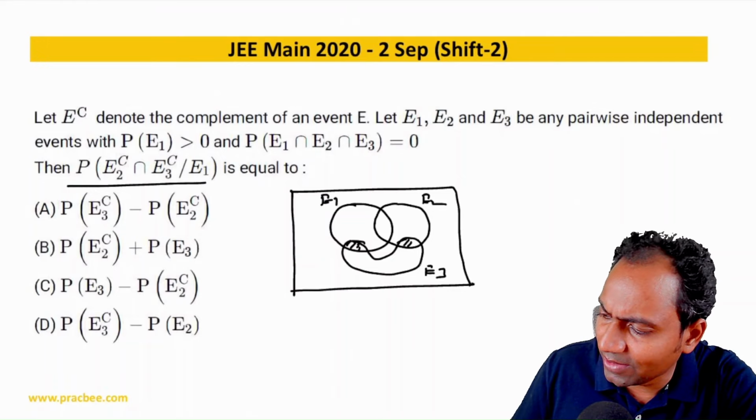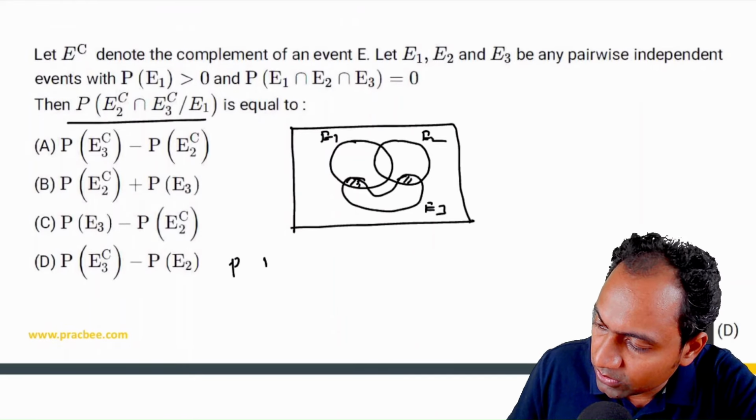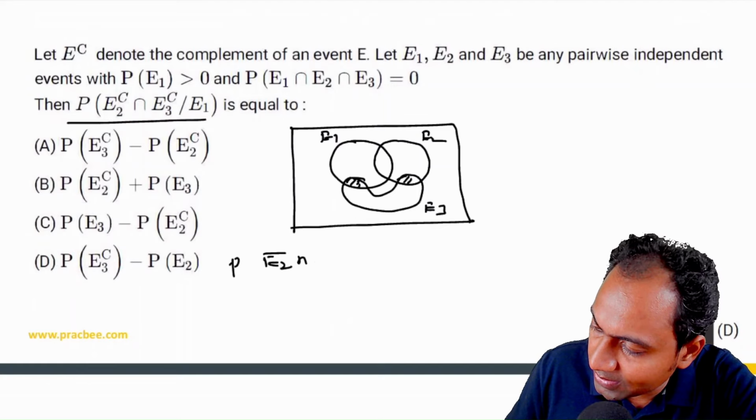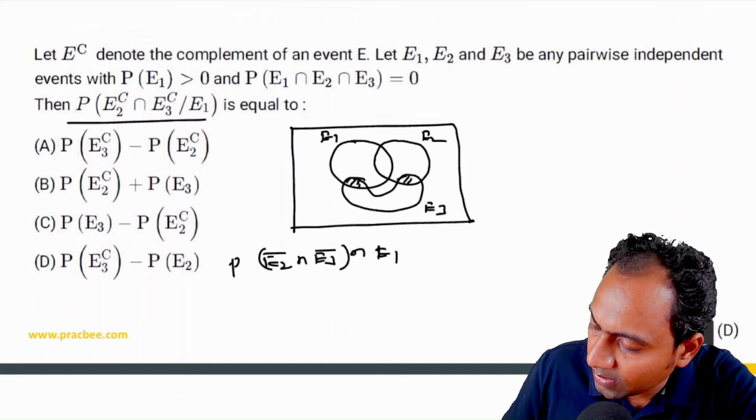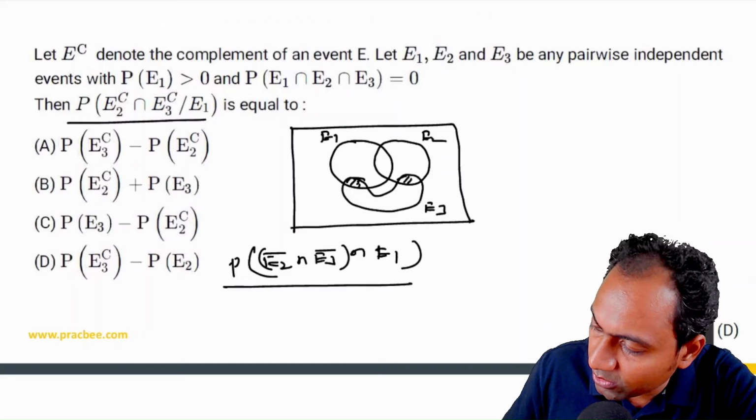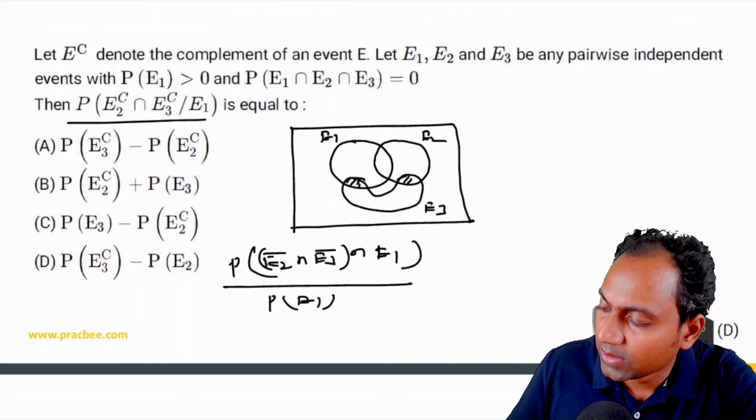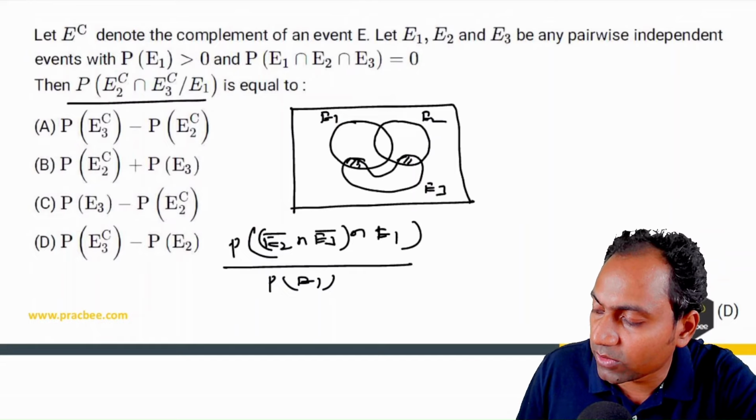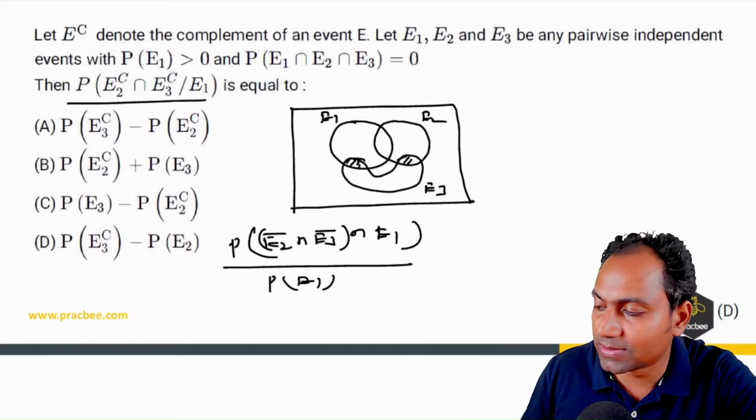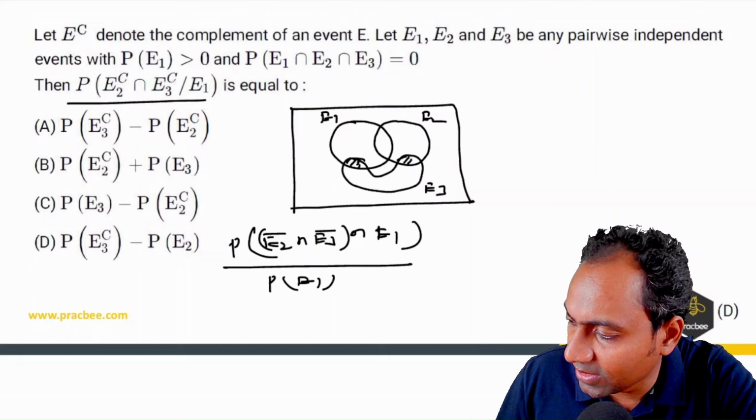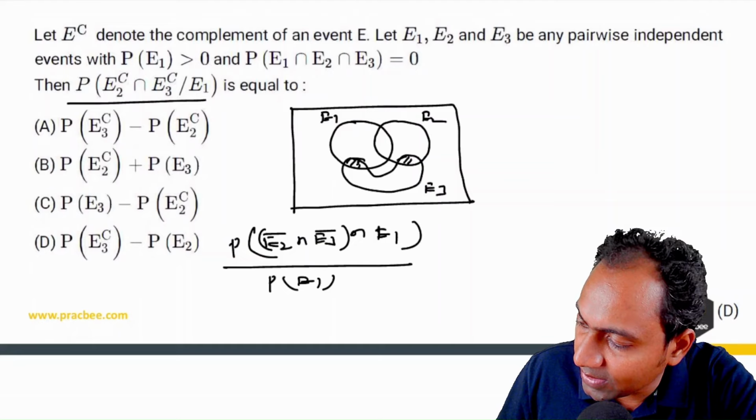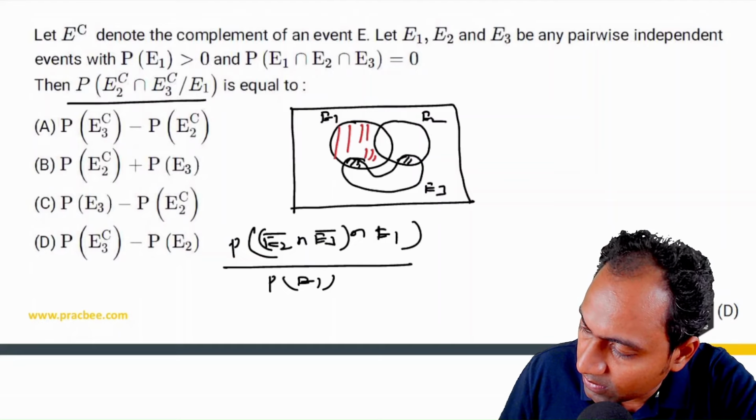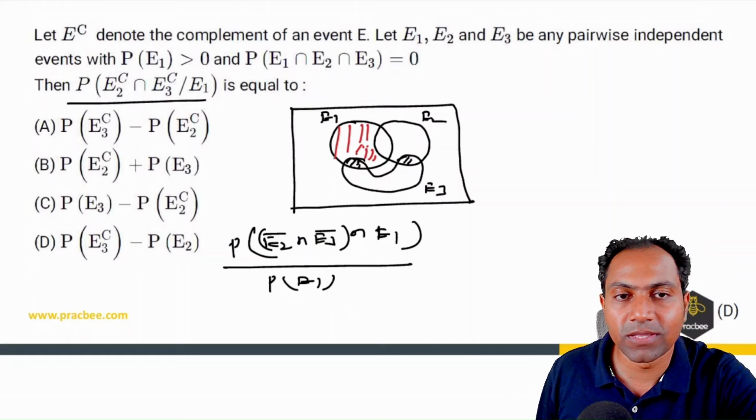We can interpret this using conditional probability. So this becomes E2 complement intersection E3 complement. We will consider this as one event, and then the intersection of E1 with this will be in the numerator, and the denominator will be P of E1. If you carefully look at this set, what is the region that we are talking about? Outside E2 and E3, but inside E1. So we are talking about this region that is not in intersection with any of the other regions.